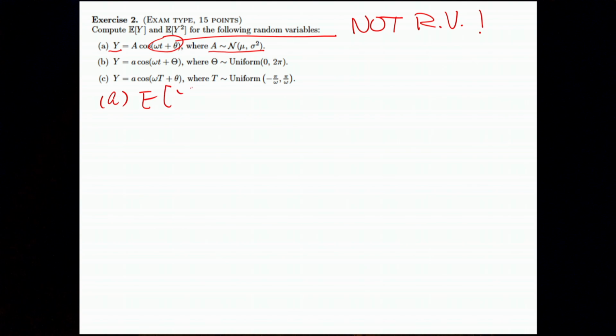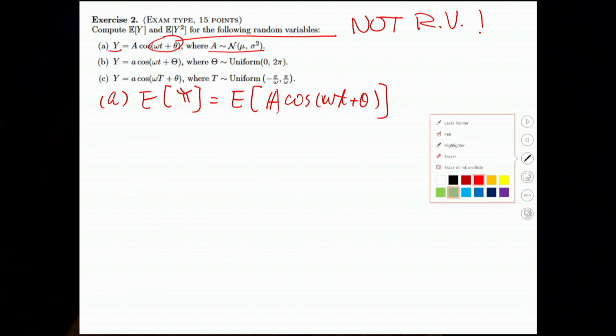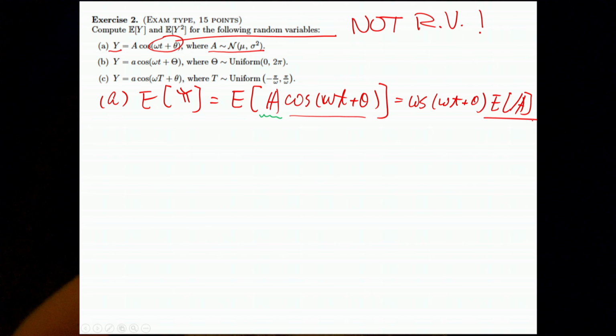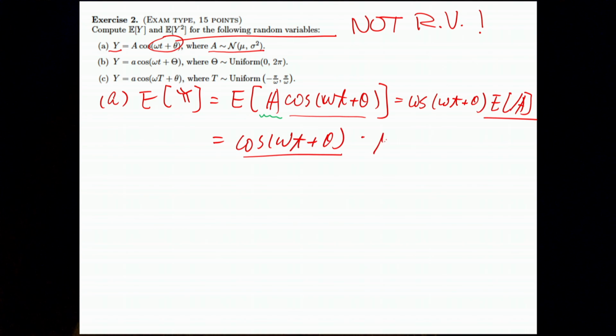So first we want to write down the basic notation, the expectation of y, which is the expectation of a cosine omega t plus theta. Since only a is a random variable, the cosine is just like a constant or parameter, so we can take the cosine out, and the expectation of a. Since a is a Gaussian random variable with mean mu and variance sigma square, here it is obviously cosine times mu.